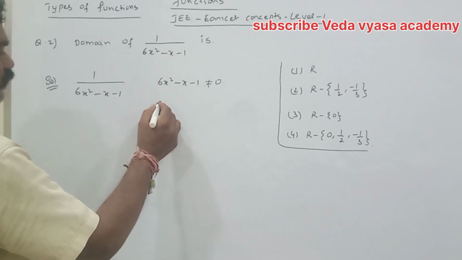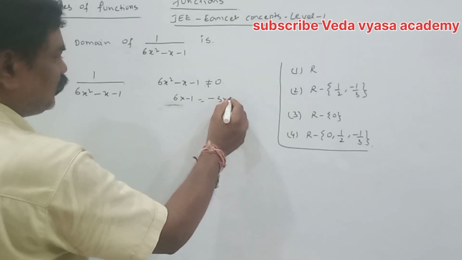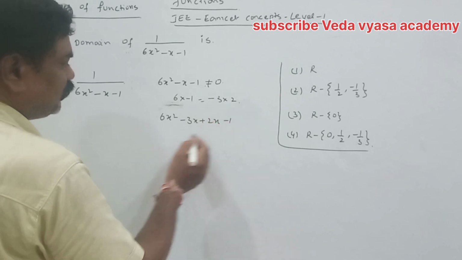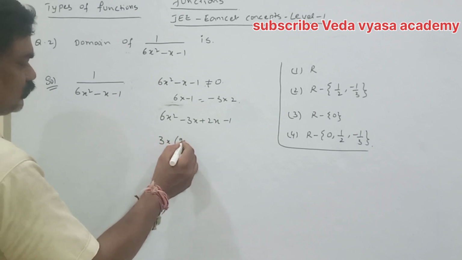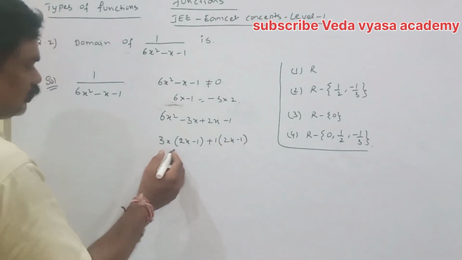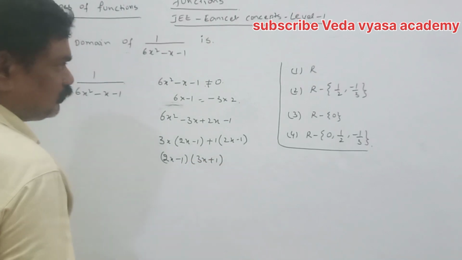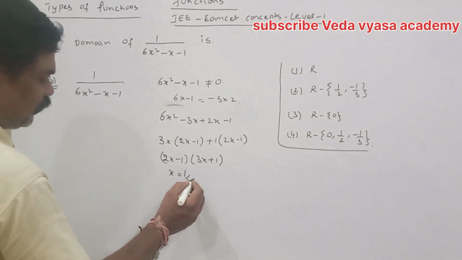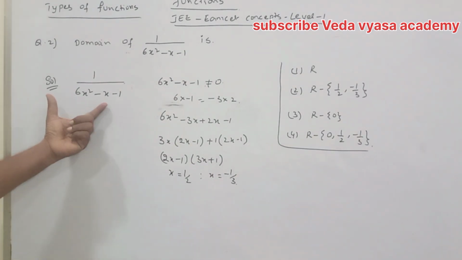So here 6x square can be written as 6 into minus 1, minus 3 into 2: 6x square minus 3x plus 2x minus 1. So the factors are: 3x common, 2x minus 1, plus 1 common, 2x minus 1. So this is 2x minus 1 common, 3x plus 1. So x is equal to 1 by 2 and x is equal to minus 1 by 3; if we substitute, these are not valid.